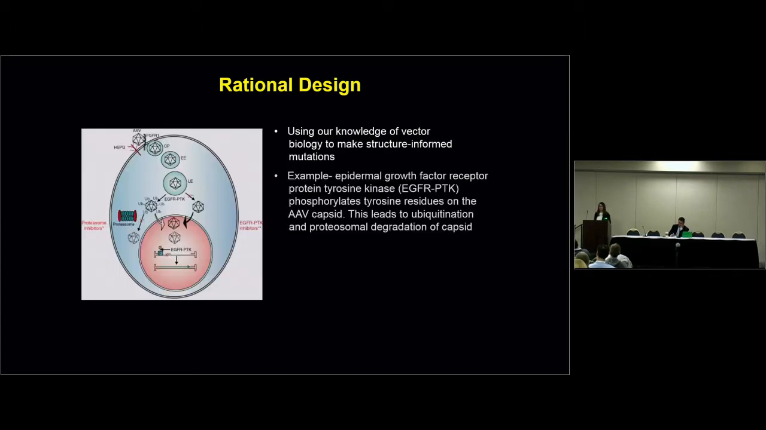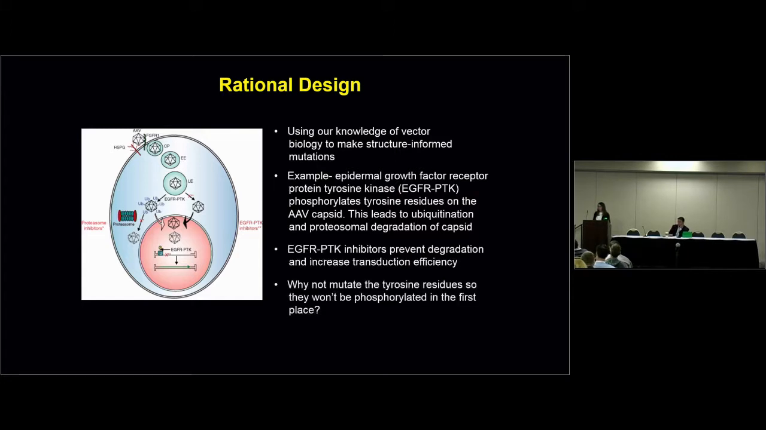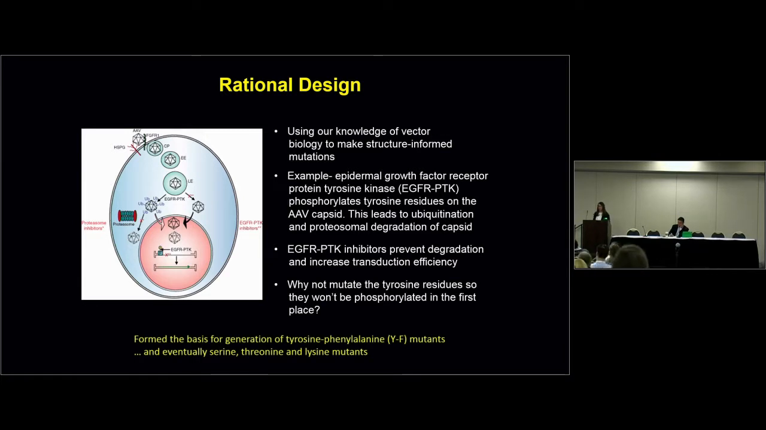that capsid. And so an example of this is that Arun knew that when an AAV vector gets inside the cell, there are residues that become phosphorylated, and that signals the capsid to be ubiquitinated and ultimately degraded in the proteasome. And so first he used drugs to prevent that phosphorylation and showed that he could reduce degradation and increase transduction. And then he reasoned, why not mutate those tyrosine residues to begin with so that they're never phosphorylated? And so this formed the basis for the now widely used rationally designed YF capsid variants. So again, this is an example of using your knowledge of vector biology to make structure-informed changes to the capsid.